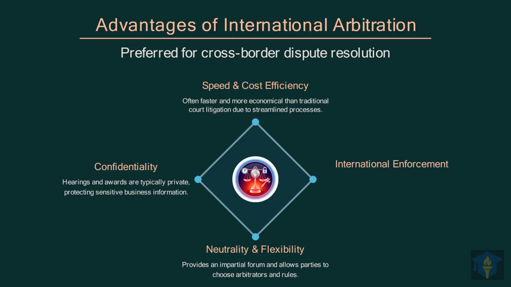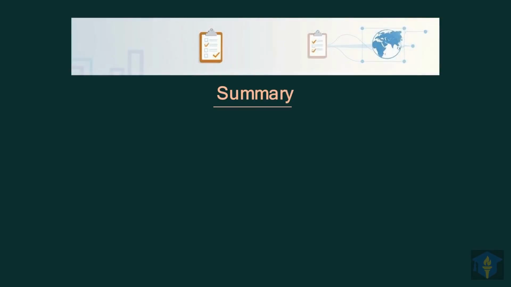Finally, we have international enforcement as a major benefit. Awards are widely recognized and enforceable across over 160 countries under the New York Convention. Let's summarize the key takeaways from our discussion on global business frameworks. These are the essential points you should remember about international business operations.